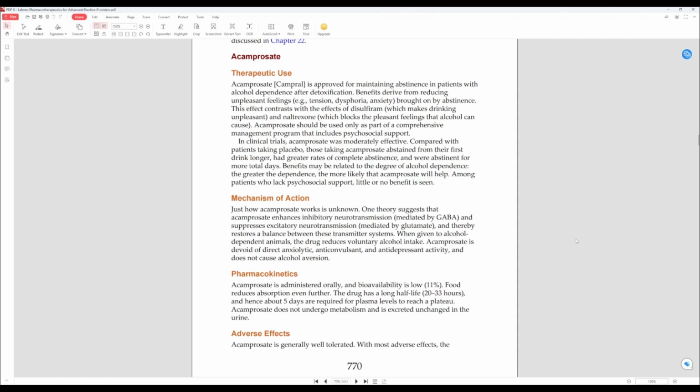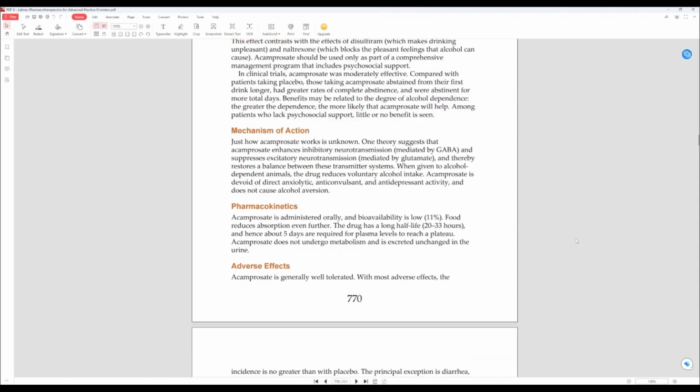In the clinical trials, acamprosate was moderately effective compared with patients who were taking a placebo. Those taking acamprosate abstained from their first drink longer, had greater rates of complete abstinence, and were abstinent for more total days. Benefits may be related to the degree of alcohol dependence. The greater the dependence, the more likely that the medication will help. Among patients who lacked psychosocial support, little or no benefit was seen.